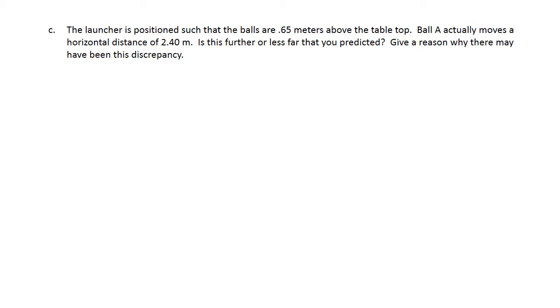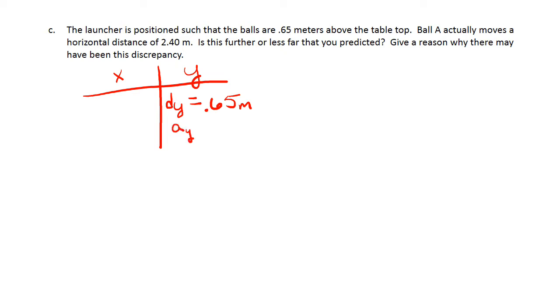In part C, the launcher is positioned such that the balls are 0.65 meters above the tabletop. So from this, we know we're going to have a horizontally fired projectile problem. And we know that in the y direction, the distance in the y that it is going to fall is 0.65 meters. We also know the acceleration in the y direction is 9.8 meters per second squared, and the initial speed in the y direction is 0 meters per second. In the x direction, we know that it's fired at the 6.3 meters per second we found in part B. And because there's no acceleration in the x direction, this is also the average velocity.